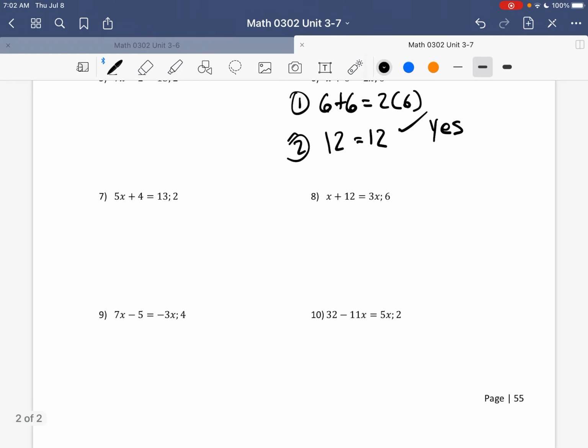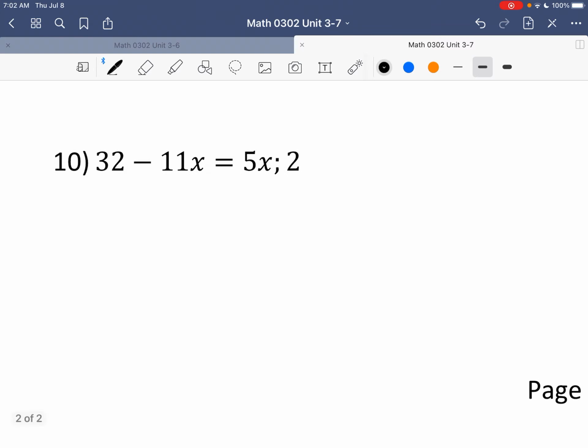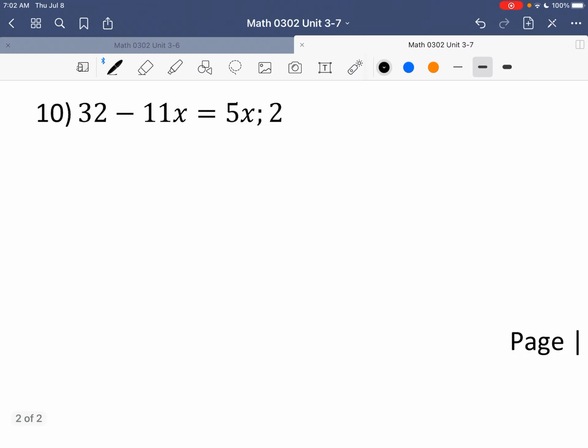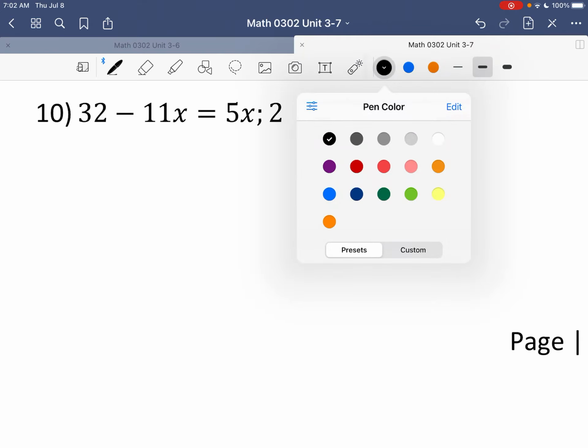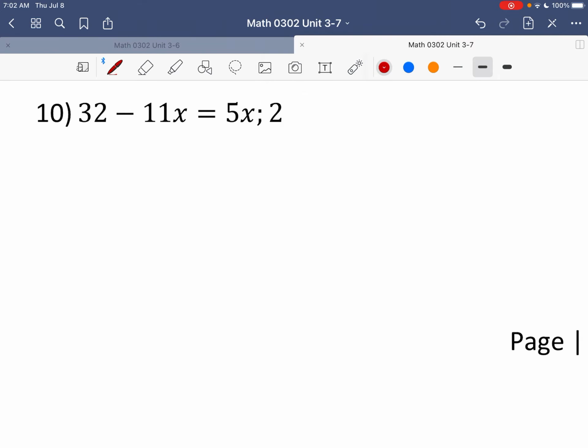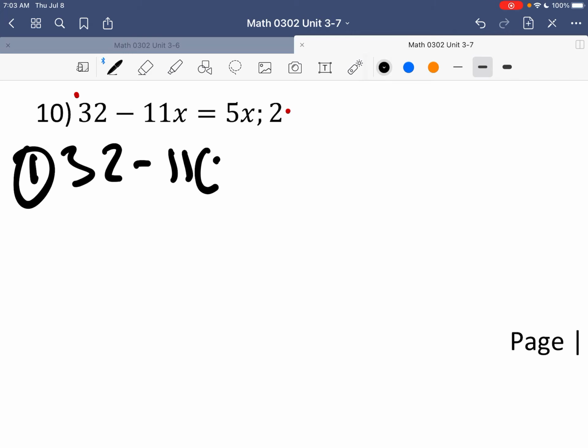Number 10. What do we have going on in 10? It's asking us to verify whether the number 2 is a solution of the equation 32 minus 11 times x equal to 5 times x. In step number 1, we'll do the substitution. 32 minus 11 times, and in the substitution phase, wherever we see the variable x, we'll plug in the number 2.